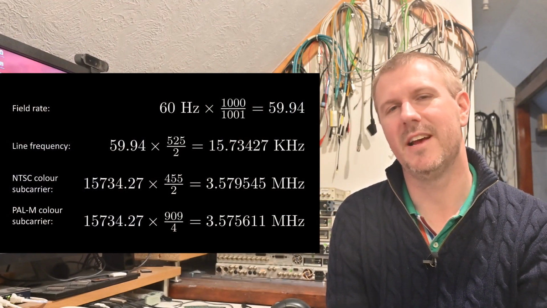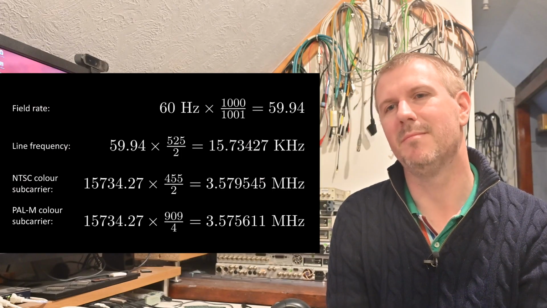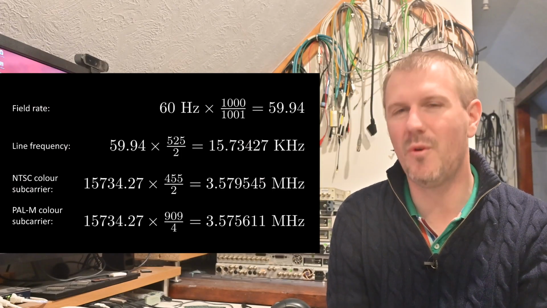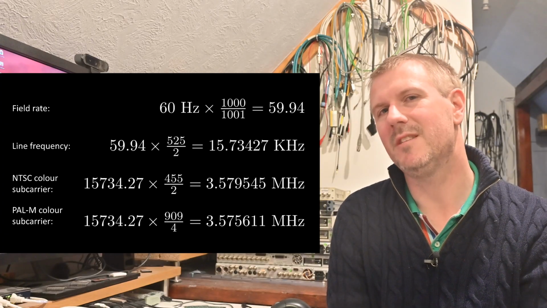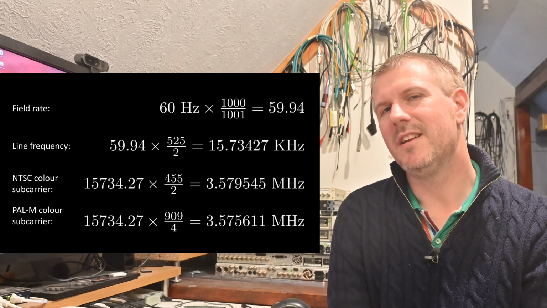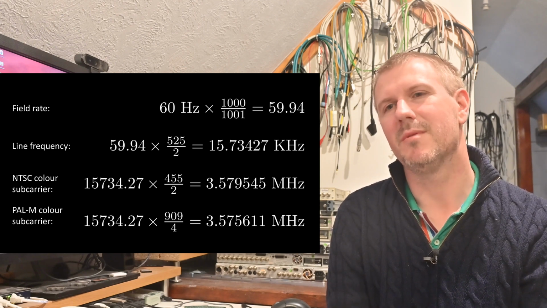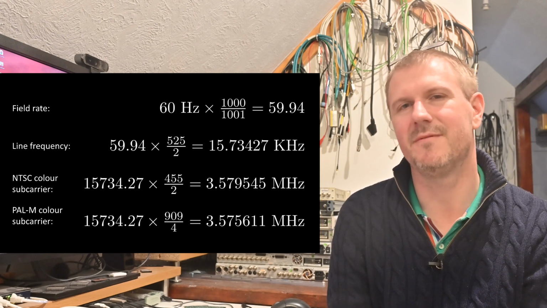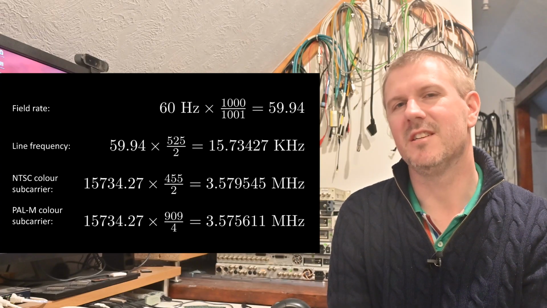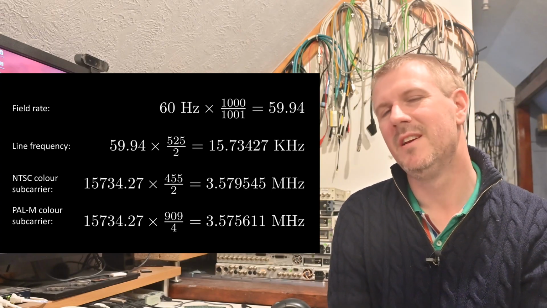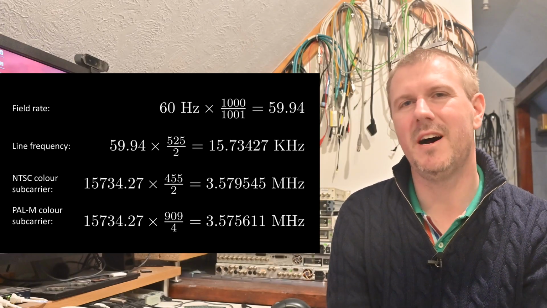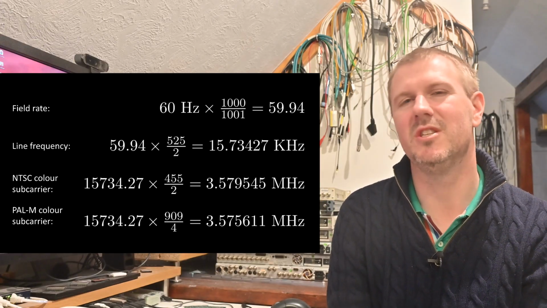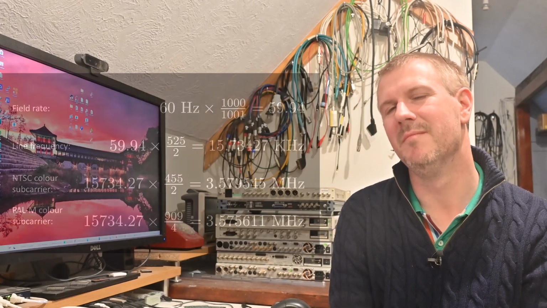So if we have a look at this, then we have that same line frequency, but this time we multiply it by 909 over 4, we then get the PAL-M subcarrier frequency. So that's why it is set that way. And it is a number which is quite convenient, because it's just different enough to NTSC that an NTSC decoder won't attempt to decode it, but it's also similar enough to NTSC that a PAL-M signal will pass through a system M transmission chain without any problems whatsoever.